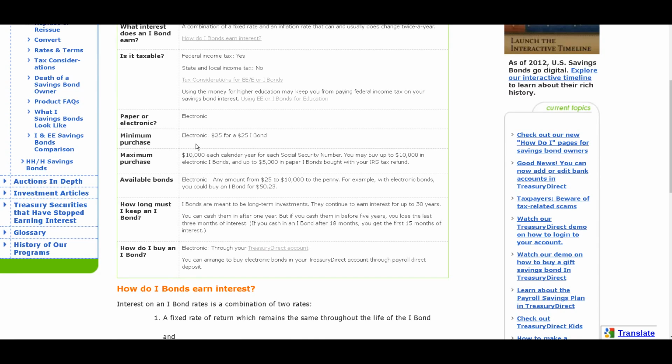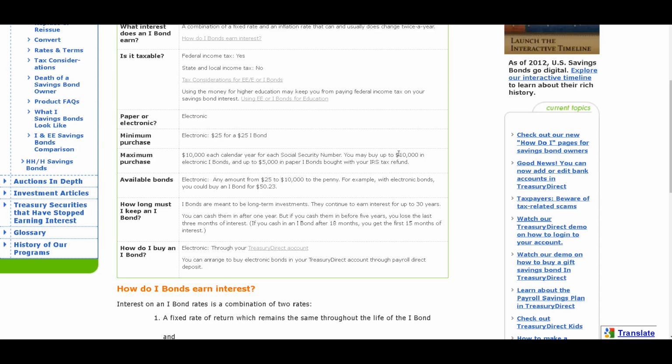So maximum purchase is still $10,000 per calendar year, meaning you can only buy up to $10,000 and up to $5,000 in paper I bonds. So let's see here, $10,000 each calendar year. For each security number, you may buy up to $10,000 in electronic I bonds and up to $5,000 in paper I bonds. So actually $15,000 you can buy per year.